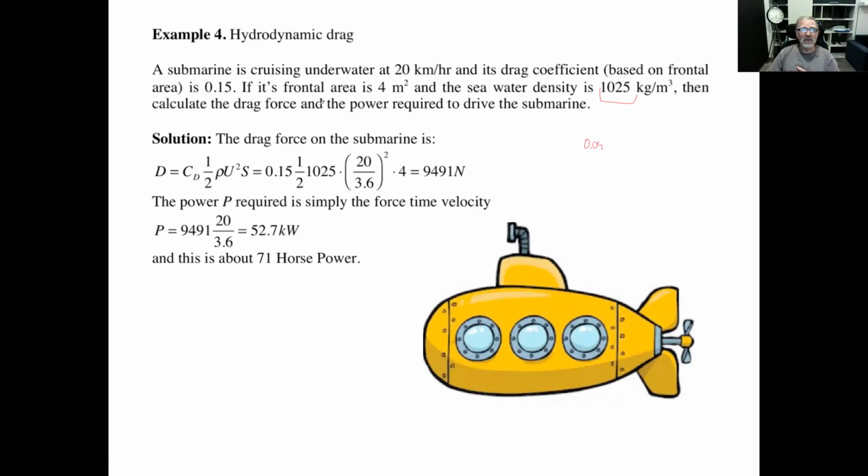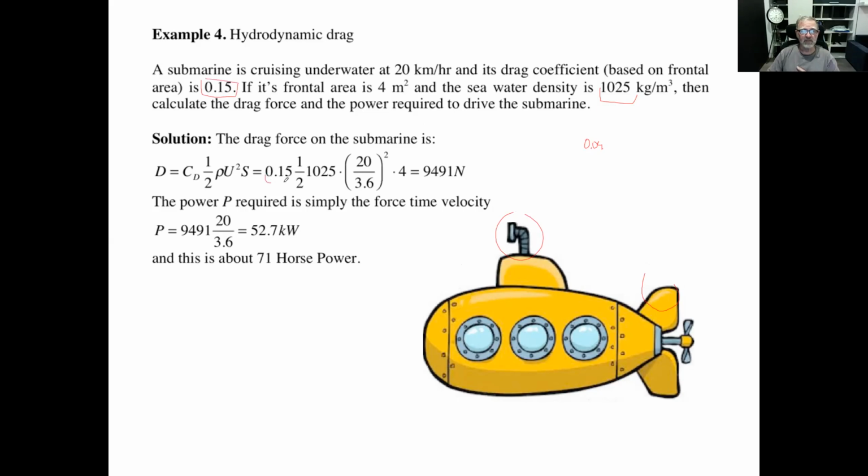But now it's more complicated, so it is almost 4 times, a little bit 3.9 times more than that. It has a periscope, it has fins, and it's not smooth and not completely streamlined. So the drag coefficient is somewhere around 0.15. Okay, so that's where we are.